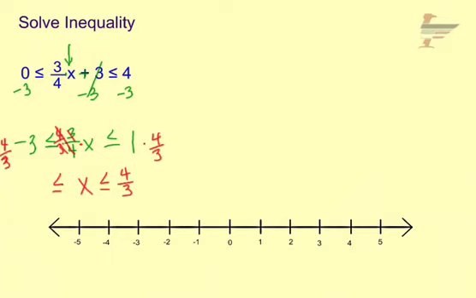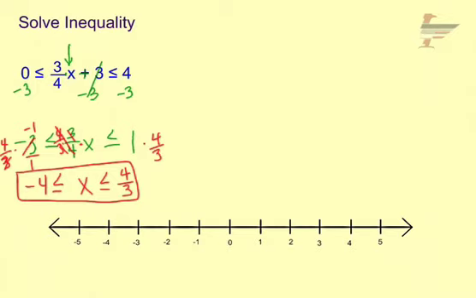Now 4/3 times a negative 3, we can do this cross-reducing and end up with negative 4. So negative 4 is less than or equal to x, which is less than or equal to 4/3.